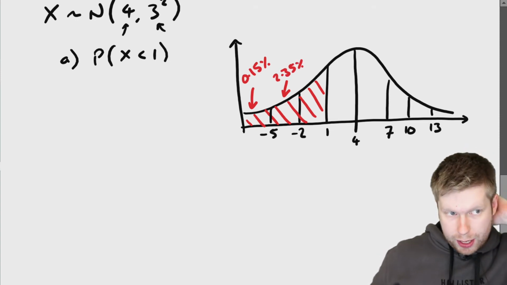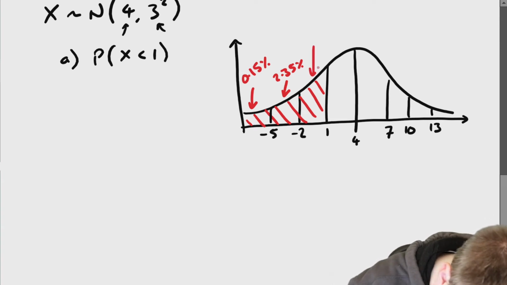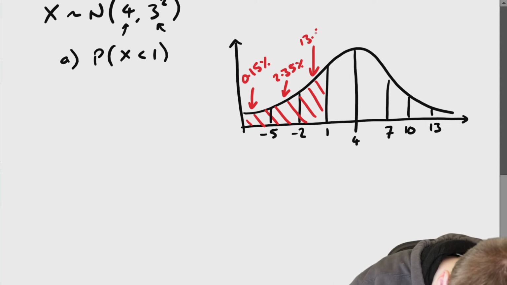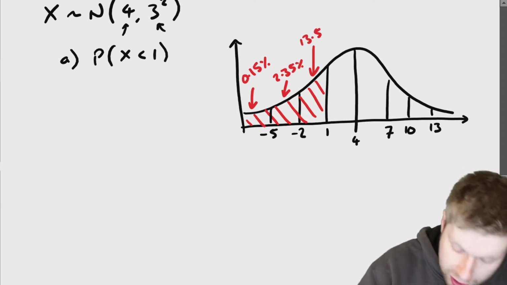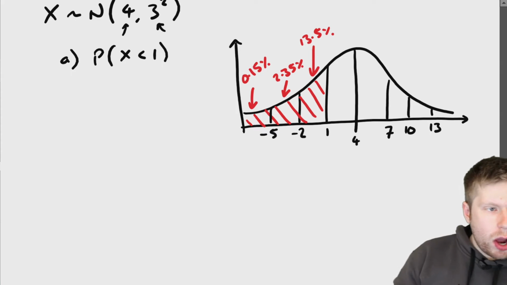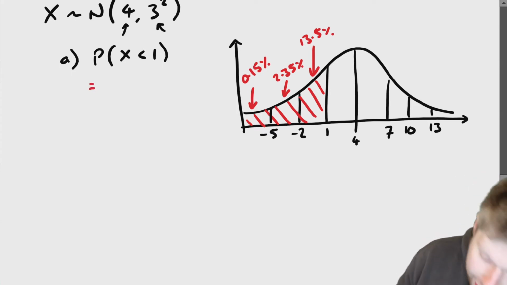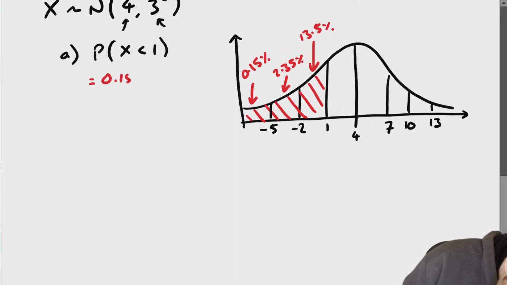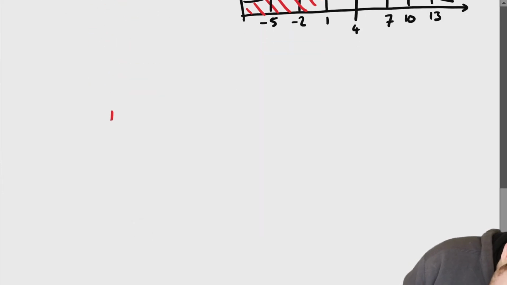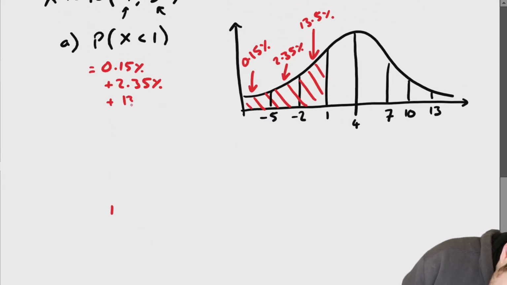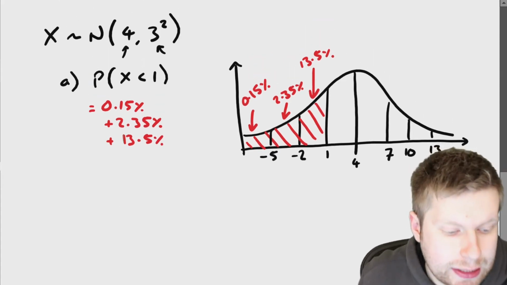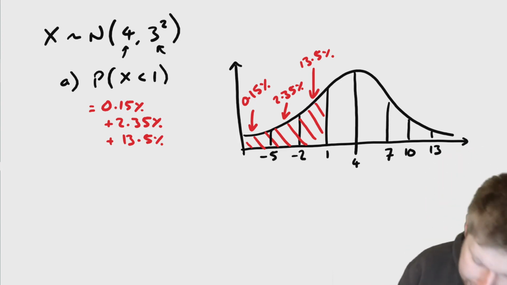Again, I'm just using my curve here. And the probability of ending up between 1 and 2 standard deviations below the mean is 13.5%. So in other words, between 1 and negative 2 is 13.5%, okay? So all I need to do to work out the probability that x is less than 1 is add these 3 regions together. So in other words, it's going to be 0.15% plus 2.35% plus 13.5%. So if I add these 3 regions together, that's going to be the probability that x is less than 1. So that's going to give me 16%, okay?